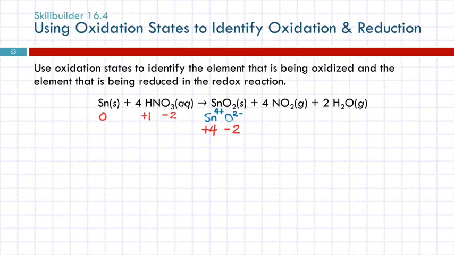So I have 3 oxygens. Each of them is -2. And I have 1 hydrogen that is +1. And then I've got nitrogen here in the middle, and there's only 1 of them. So what does nitrogen have to be so all of this adds up to 0? +5.